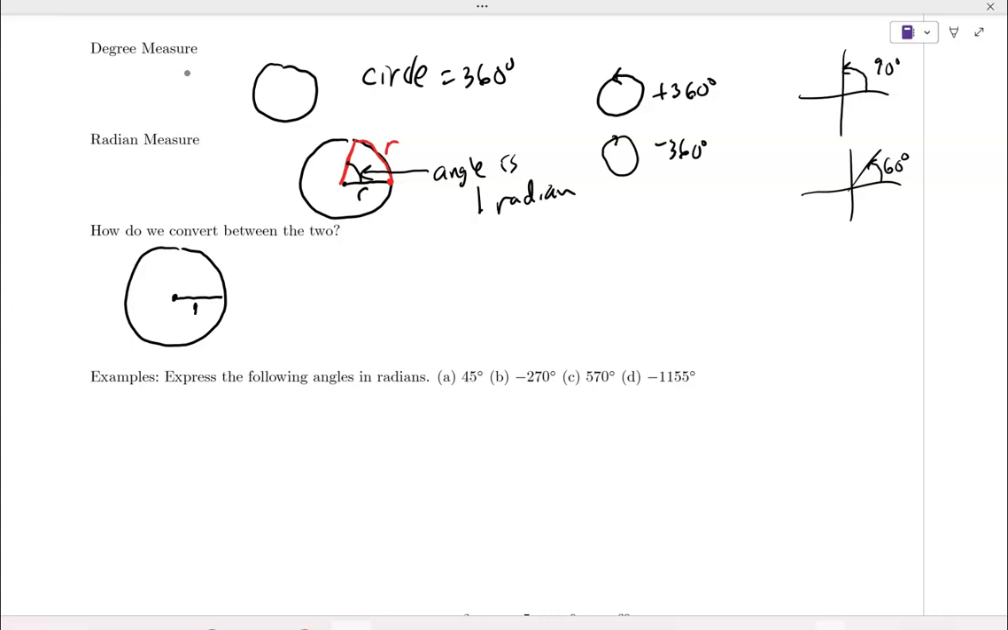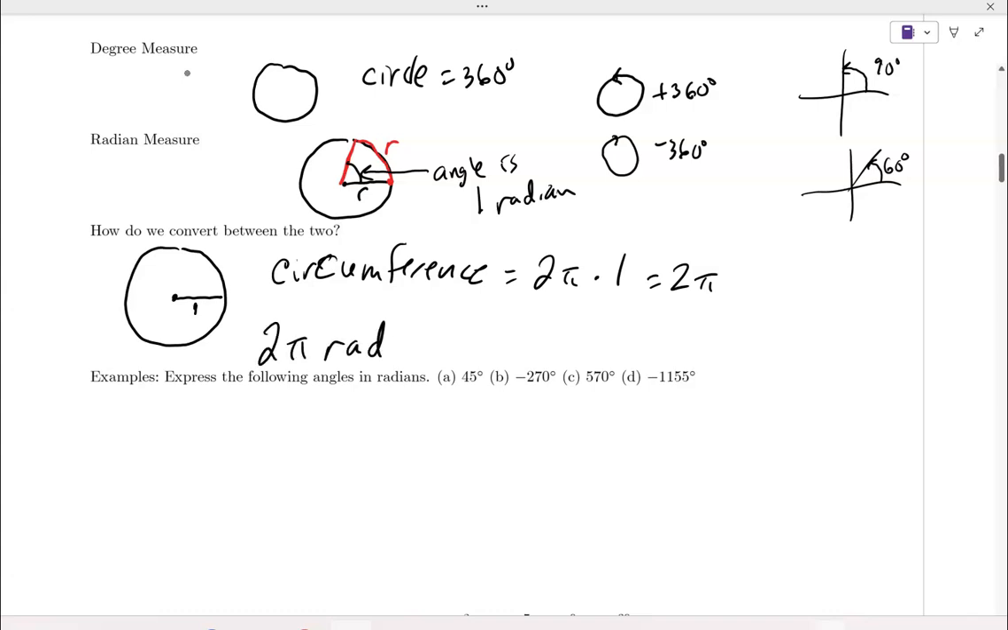So remember your circumference formula? Yeah, it'd be 2 pi, because the circumference is 2 pi times the radius, right? So all the way around, your circumference is 2 pi times the radius. In this case, the radius is 1, so we just have 2 pi. So all the way around the circle is 2 pi radians.